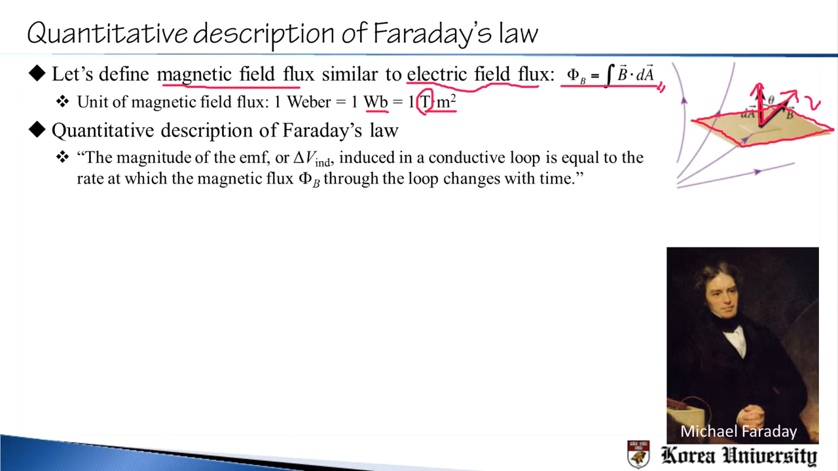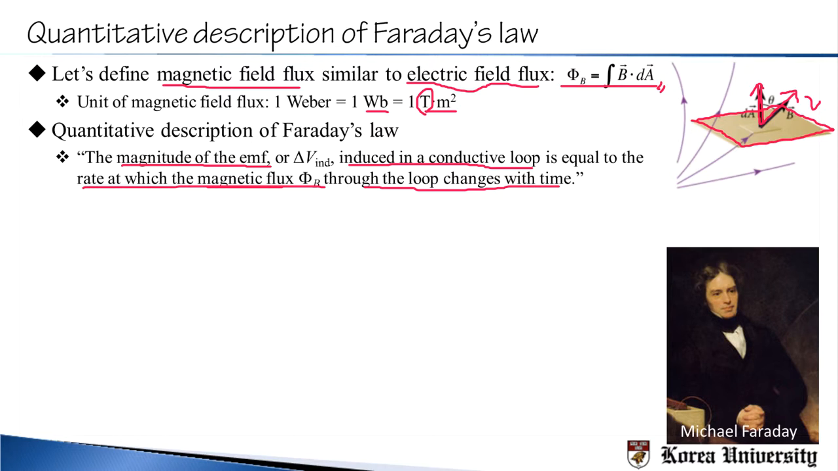In order to do that, I will restate what we have seen in the previous slide using a slightly changed language, which can be translated into mathematics. So what it says is that the magnitude of EMF induced in a conductive loop is equal to the rate at which the magnetic flux through the loop changes with time. Okay, do you get it? Here, the magnetic flux is actually the same thing as the magnetic field flux.